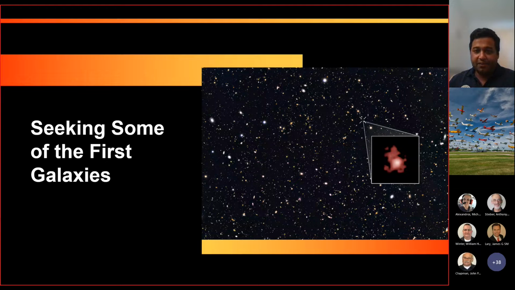This is again a Hubble image of a galaxy that was shown, that was actually there 400 million years after the Big Bang. So this is the furthest we got with the Hubble. Of course, with Webb, we can now get a lot deeper.